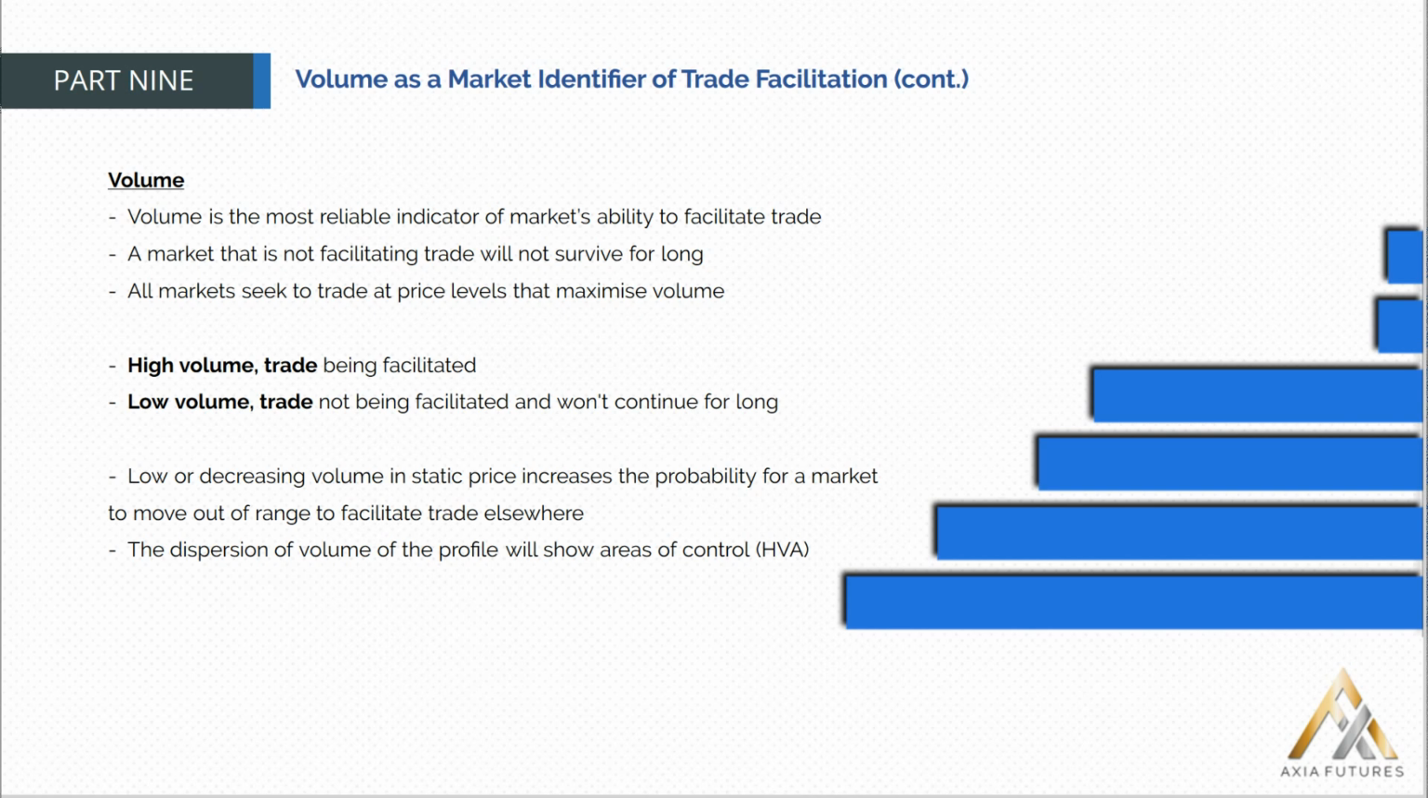Then, low or decreasing volume in static price increases the probability for a market to move out of range to facilitate trade elsewhere. Again, a rule of thumb. And lastly, the dispersion of volume of a profile will show areas of control.